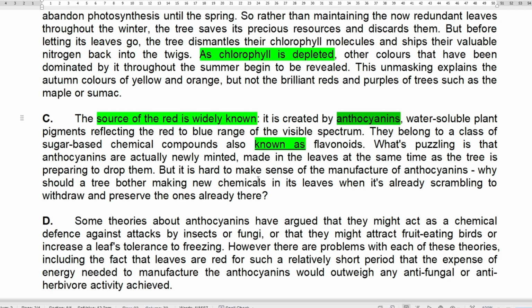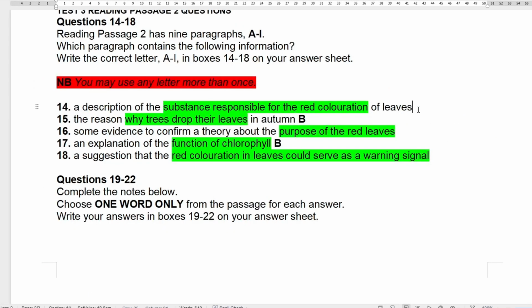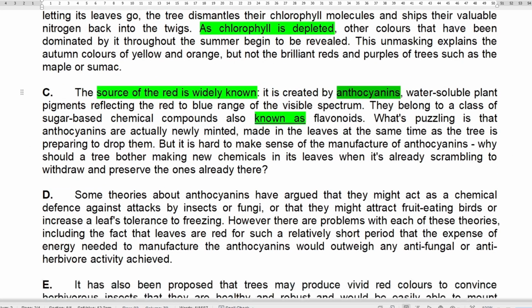But it is hard to make sense of the manufacture of anthocyanins. Why should a tree bother making new chemicals in its leaves when it's already scrambling to withdraw and preserve the nutrients already there? So yeah, we have the answer as option C. I'm going to take that. Alright, we have two more. Now let's read paragraph D.